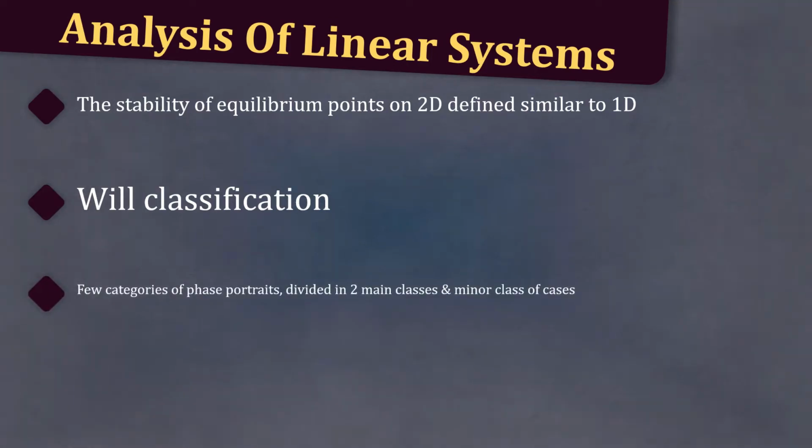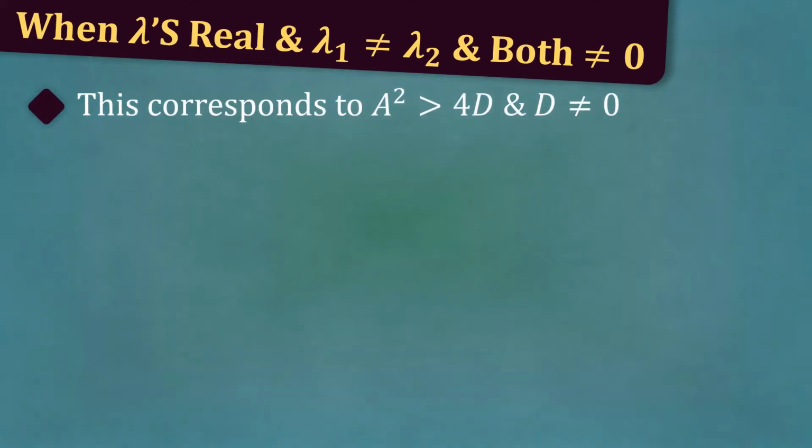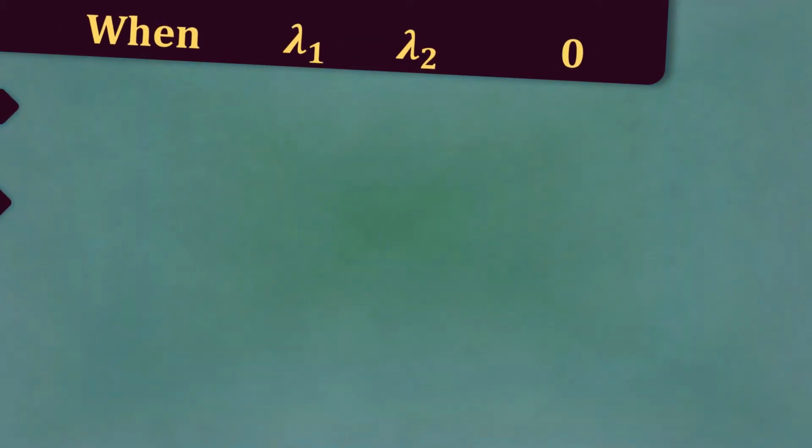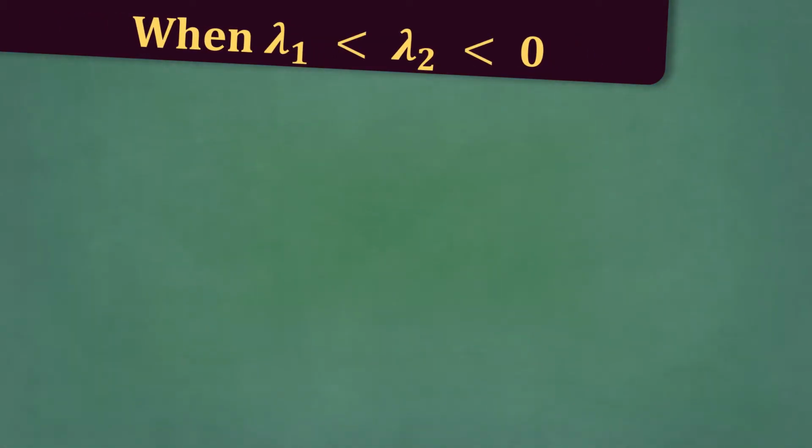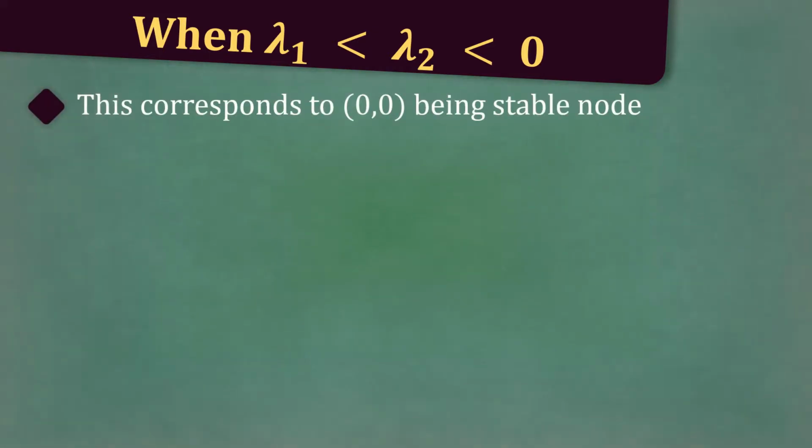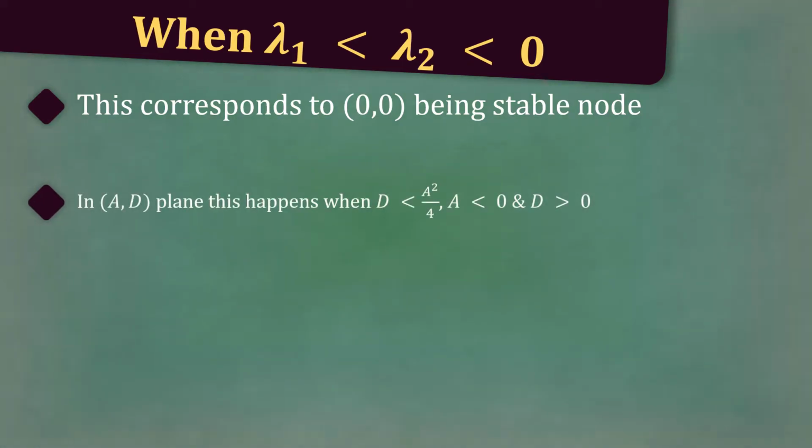There are a few categories of phase portraits, which can be divided into two main classes and a minor class of cases which can be found on the lines of the graph. First, let's consider the case where the lambdas are real, not equal to each other, and both don't equal 0. This corresponds to a squared over 4 being greater than d and d not equaling 0. We have three subcases. First, let's consider lambda 1 less than lambda 2 less than 0. This corresponds to 0, 0, the unique equilibrium point of the system, being a stable node. In the ad plane, this happens when d is less than a squared over 4, a is less than 0, and d is greater than 0.